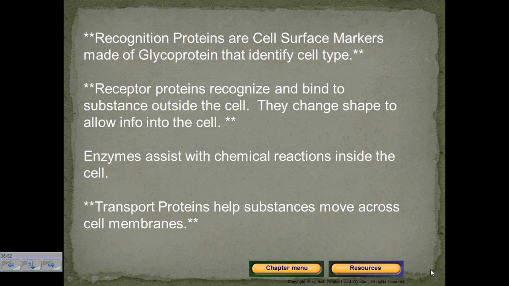And then the third one, recognition proteins, also known as glycoproteins. Please know that, also known as, that's what AKA means. So these are the ones that are glycoproteins, and they are for cell identification. That's the very last couple words there. That's their job.